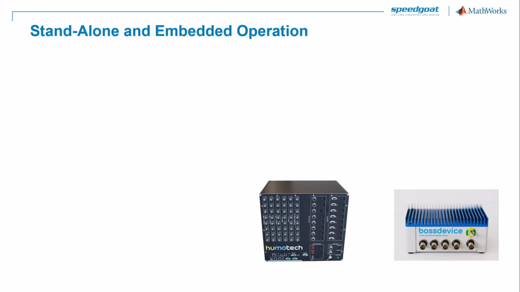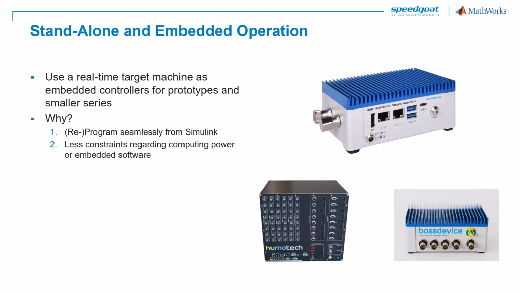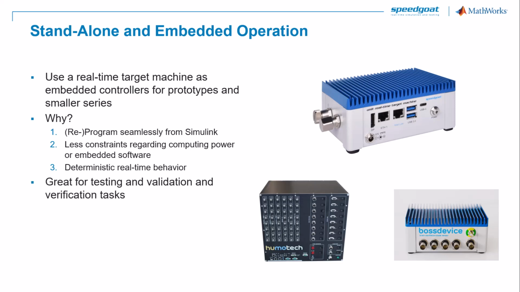Following rapid control prototyping and hardware-in-the-loop testing, it is also possible to use Speedgoat target machines as an embedded controller. Why would you want to use a real-time target machine as an embedded controller for your prototypes and smaller series? Well, first, you get the closest possible connection to Simulink, so you can quickly implement controller changes. Secondly, you have little to no constraints on your compute resources, especially when you're trying out different control concepts. Third, a real-time target machine ensures deterministic real-time behavior of your controller, which desktop environments can hardly provide. Overall, it is not only great for testing and verification and validation activities, but also leads to reduced costs and risks and shorter time to market for medical devices.